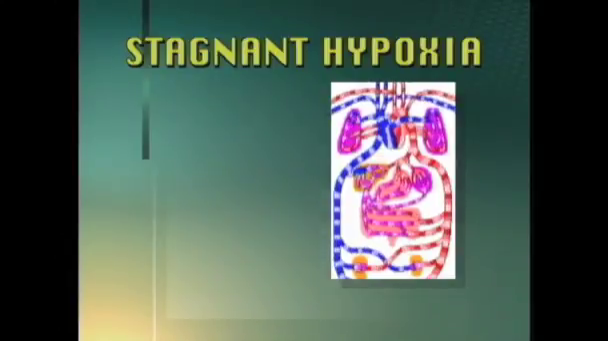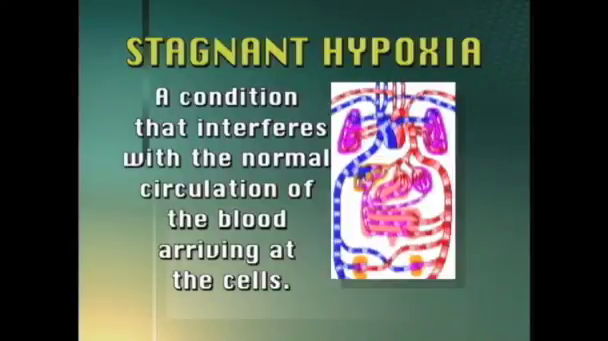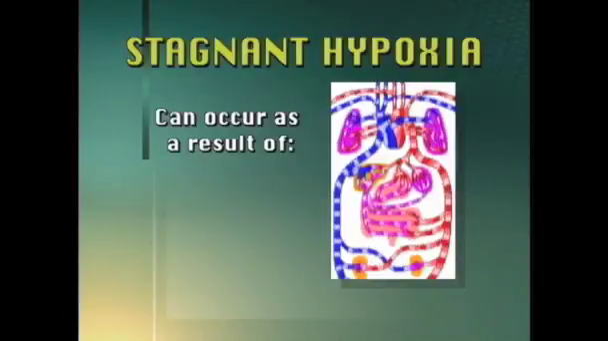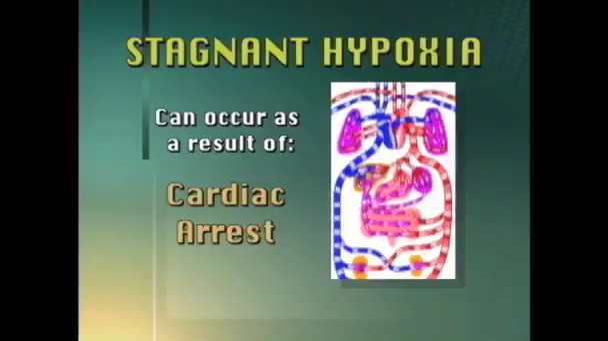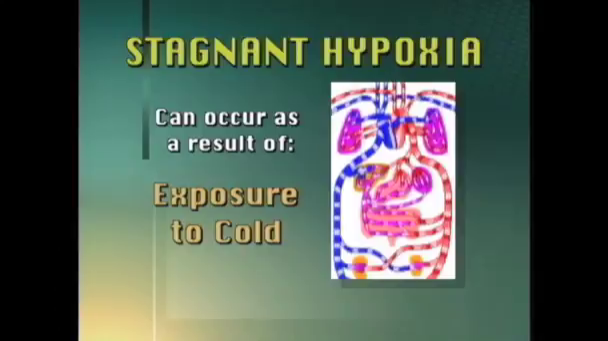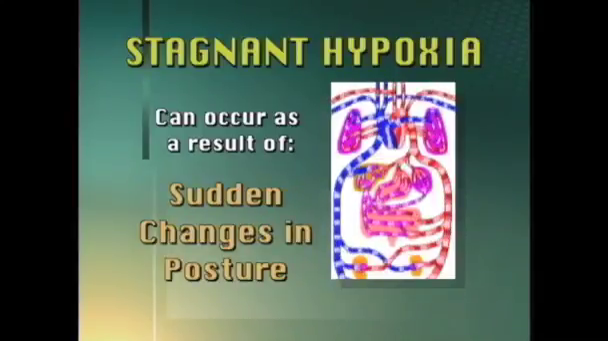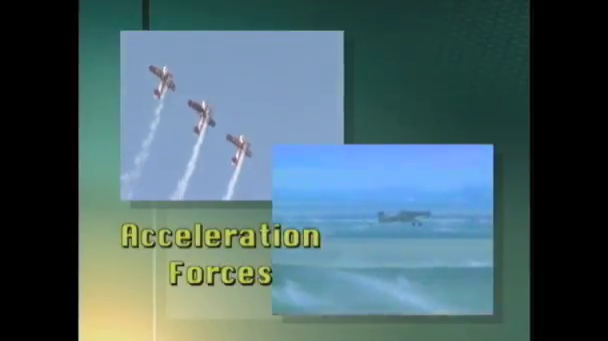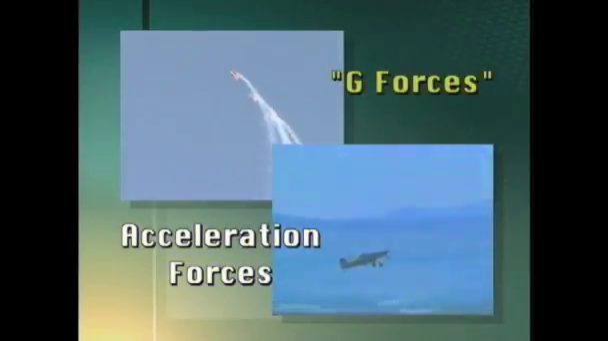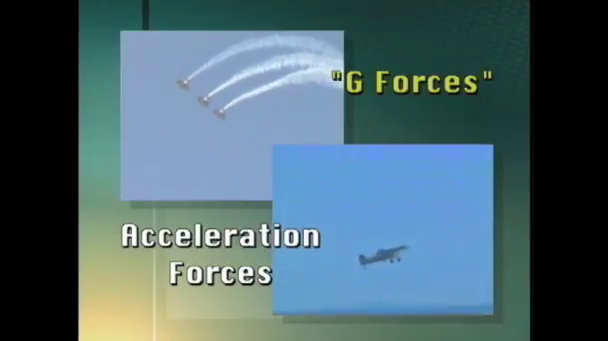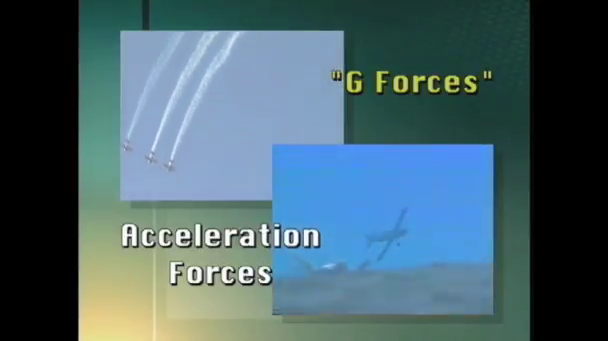Stagnant hypoxia occurs at the circulatory level. It's defined as a condition that interferes with the normal circulation of the blood arriving at the cells. Stagnant hypoxia can occur as a result of cardiac arrest, shock, exposure to cold, and sudden changes in posture, such as standing up after a prolonged rest. Aerobatic and agricultural flying expose pilots to acceleration forces commonly called G-forces that can result in this type of hypoxia at the brain level.